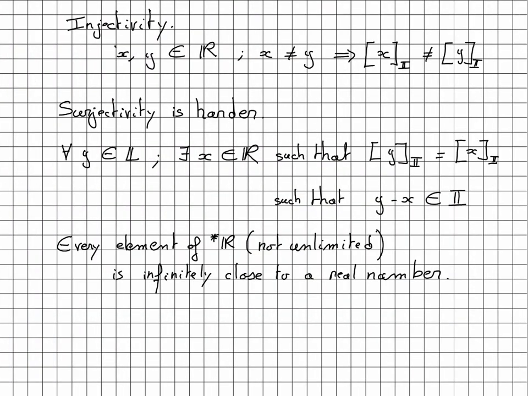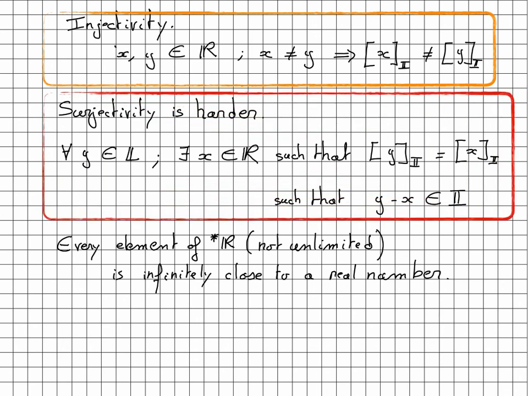We can easily prove injectivity, which simply comes from the fact that two real numbers are not infinitely close, or in other words, the difference between two real numbers is always an appreciable number. Proving surjectivity is a little harder. It comes down to being able to show that every limited element of star R is infinitely close to a real number. This is something which is true, but we will cover it in the next video.